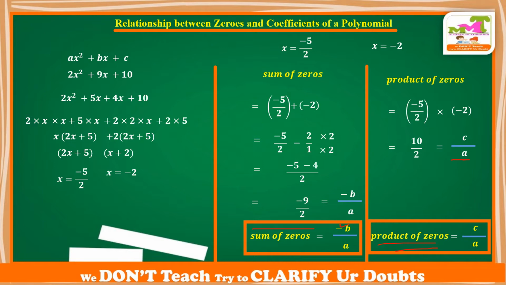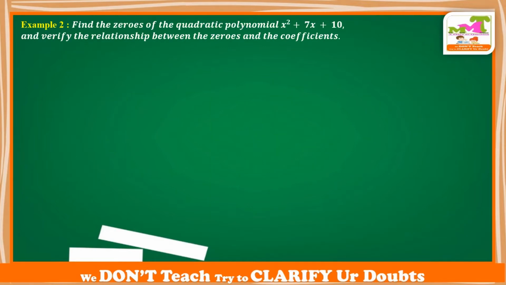Okay, done. Coming to the next question: find the zeros of the quadratic polynomial. As we know, if the highest degree is 2, we call it quadratic, and we have x square plus 7x plus 10, and verify the relationship between the zeros and the coefficients. It's the same question again. Let us try to factorize it. It's 5 and 2. The reason is, when you multiply, it should be equal to the third number, and when you add, it should be equal to the middle number. Then we have grouped it.